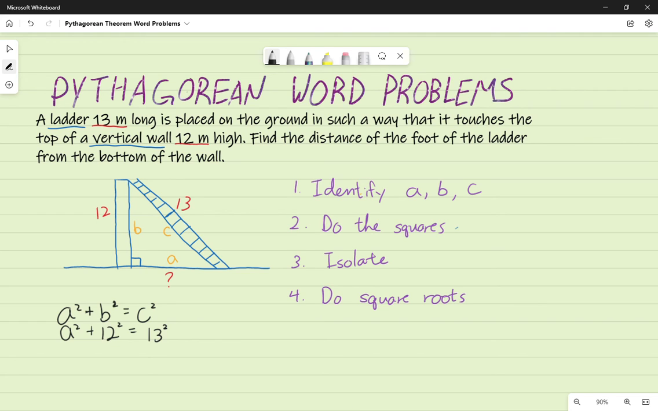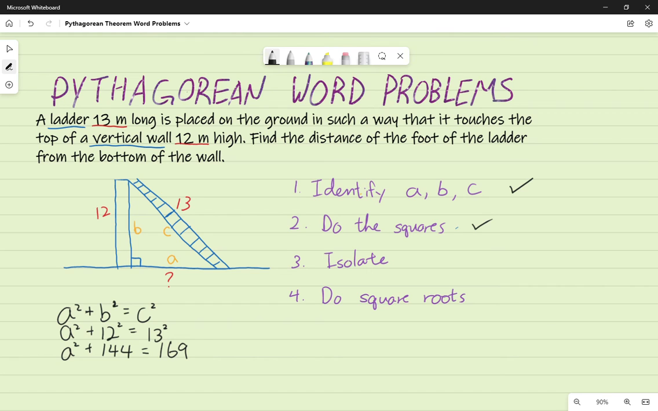So there's step 1 done. Check. Step 2, do the squares. I'm going to do these squares. 12 squared is 144. If you don't know how I got that, please check your calculator and type in 12 squared. You should have figured out how to use the square button on your calculator by now, and if you haven't, please bring your calculator in to see Mr. Lee. Mr. Lee will show you how to find the square button. 13 squared is 169. So there's step 2 done.